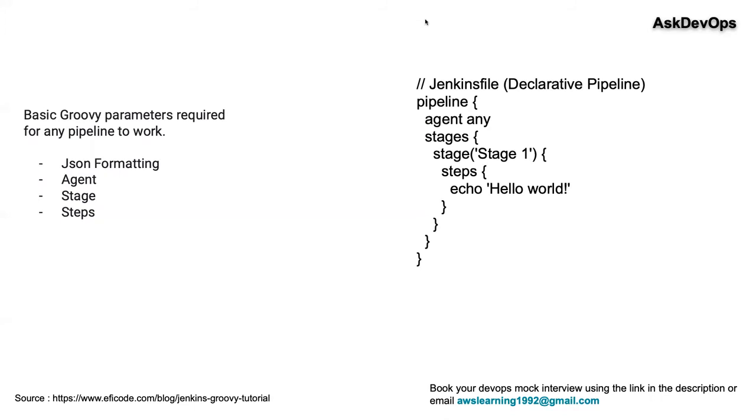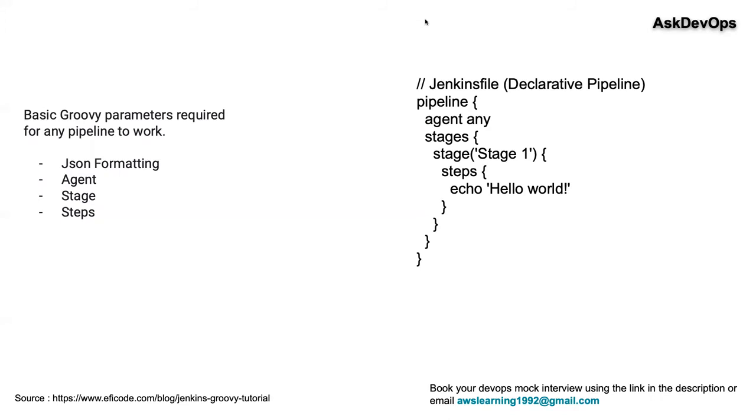Third, stage. What are the different stages that my pipeline needs to have? Minimum, there has to be one stage. If there is no stage at all, then there is no pipeline. Am I right? So minimum, there has to be a stage.